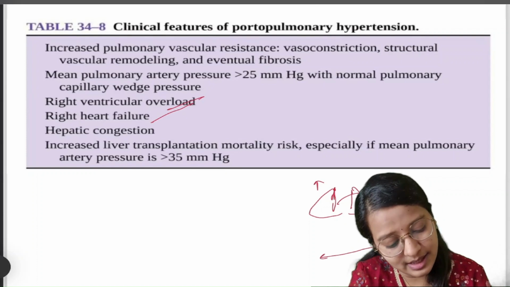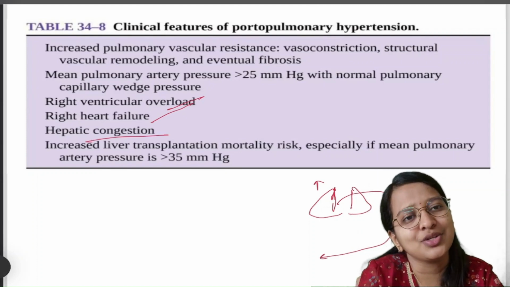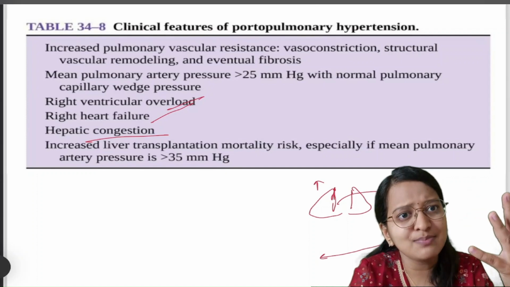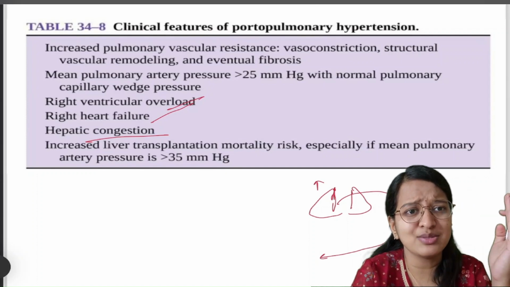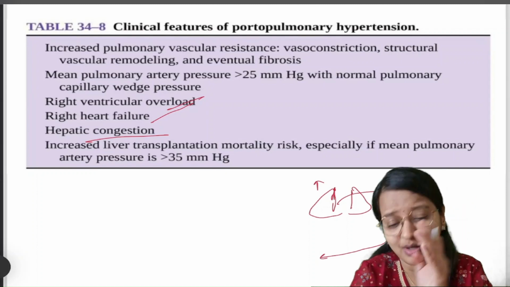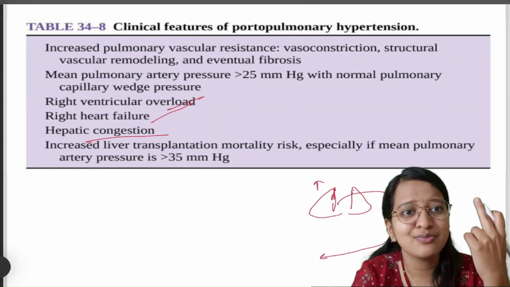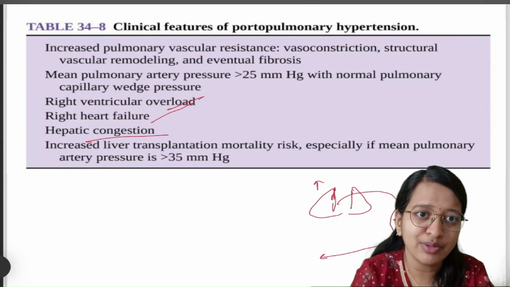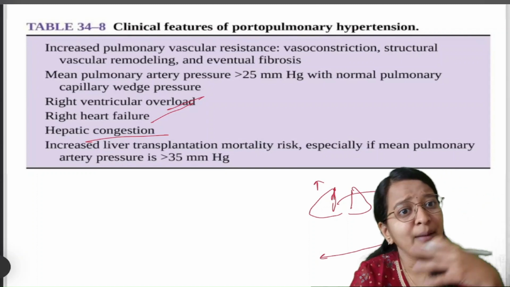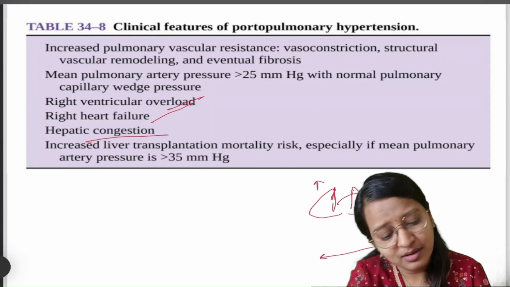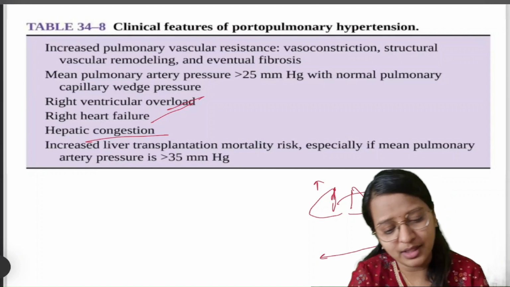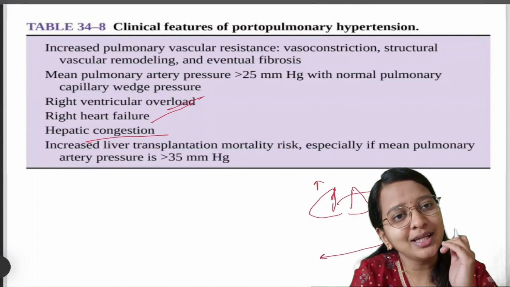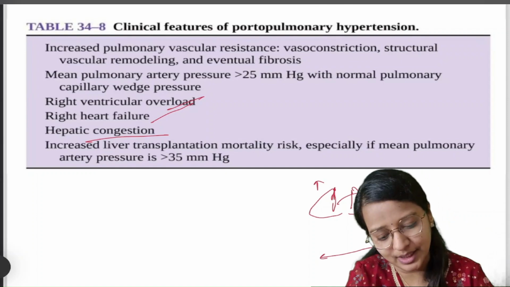This causes hepatic congestion again. So please remember it in a stepwise manner so that you don't just learn by heart, but remember the sequence of what might happen. There is vasoconstriction of the pulmonary arteries, increased mean pulmonary arterial pressure. This causes right ventricular overload, right heart failure, and hepatic congestion might happen. So these are, on the whole, the pulmonary symptoms and also the symptoms regarding heart and liver in portopulmonary hypertension.